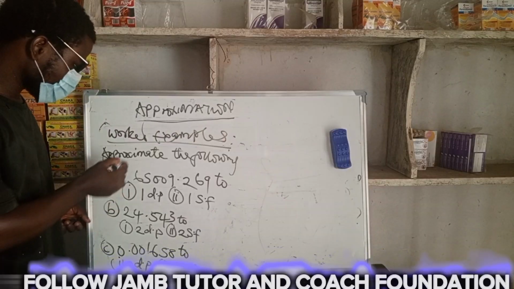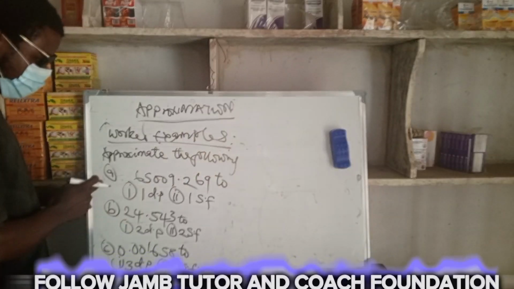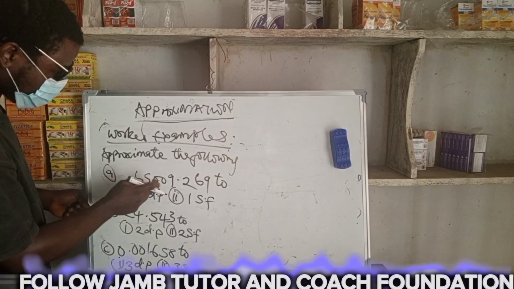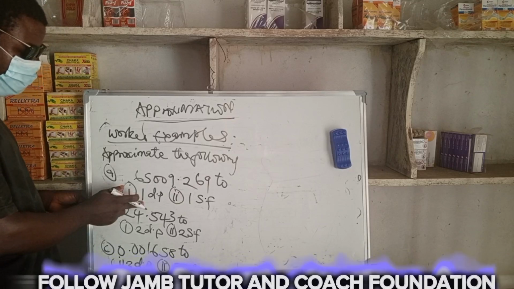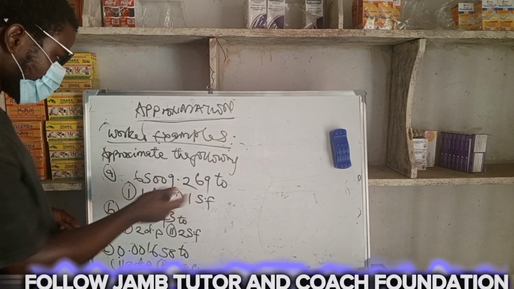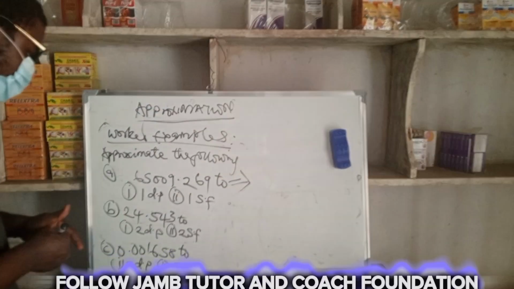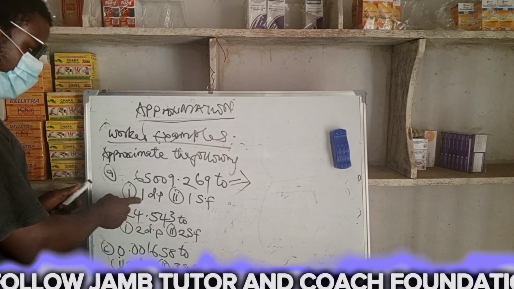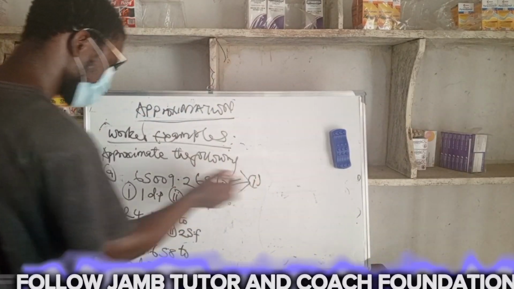Let's consider this one example. Approximate the following: 65009.269 to 1 decimal place and 1 significant figure. So the solution to this question now is this. The first one is, 1 decimal place.